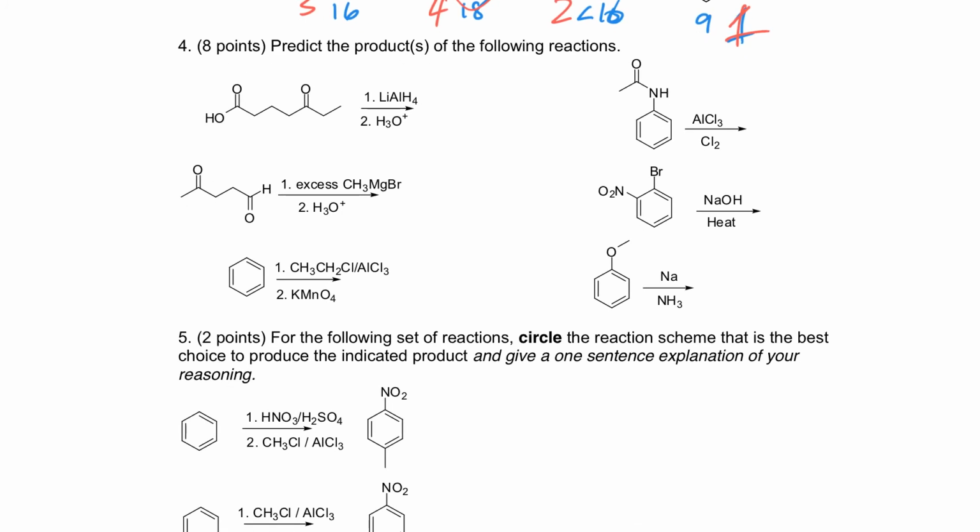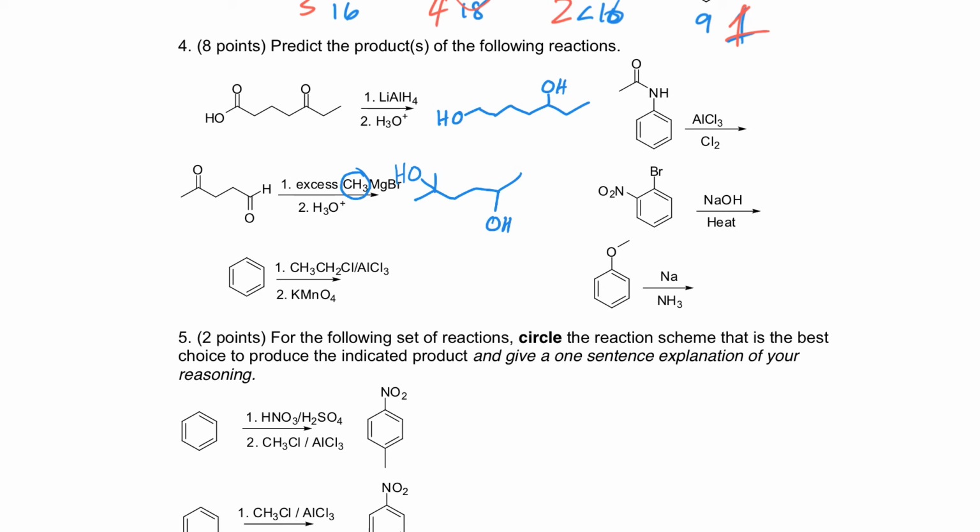Then we're asked to predict the products of these reactions. Lithium aluminum hydride with any carbonyl species will totally reduce all of them. So we'll have 2 alcohols as the product here. Excess Grignard should add methyl groups to both carbonyls. So there I have another methyl group on each of those carbonyls.